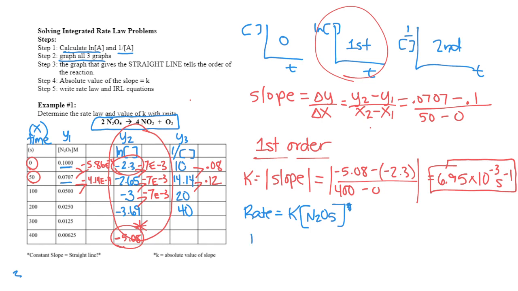If I want to write out my integrated rate law equation, then I'll go back to what we had on the previous page and use that format, where I have the natural log of N2O5 equals negative KT plus the natural log of my initial concentration of N2O5.